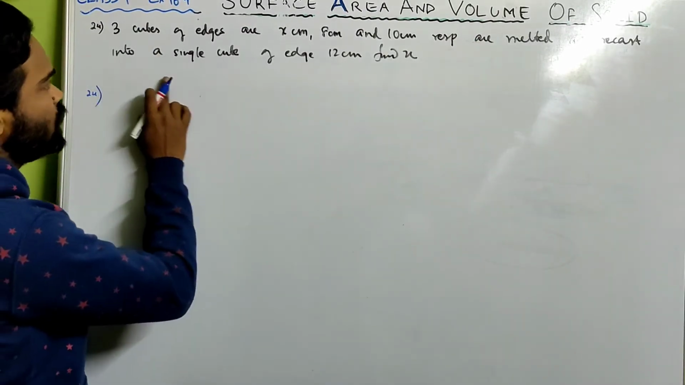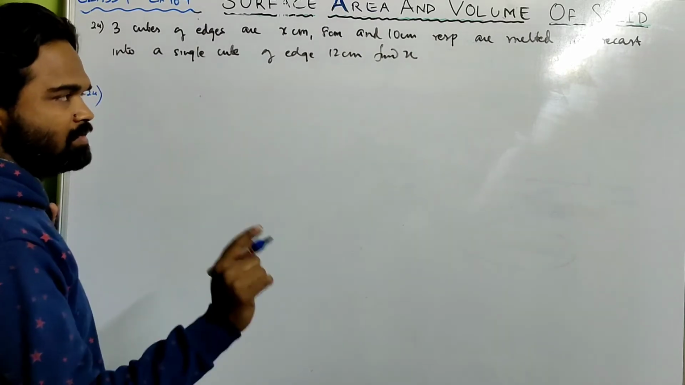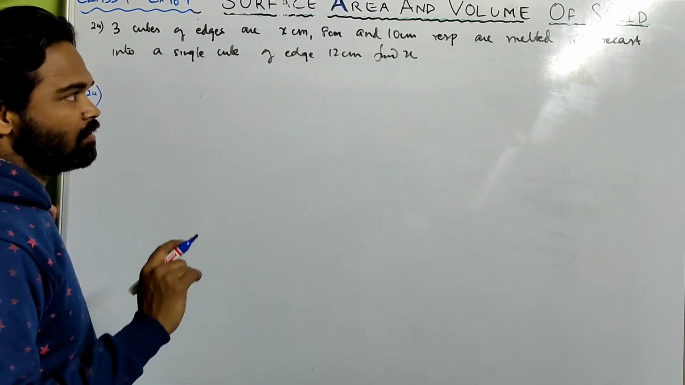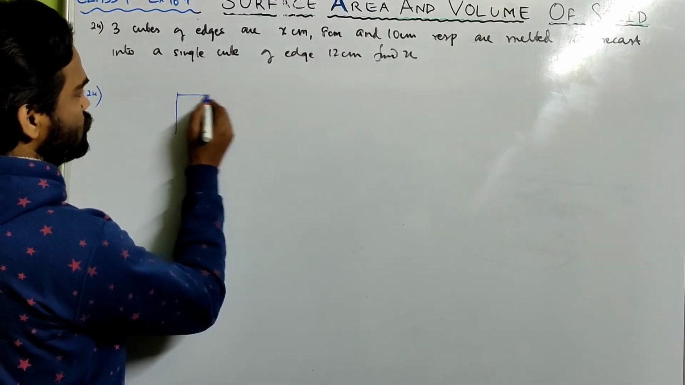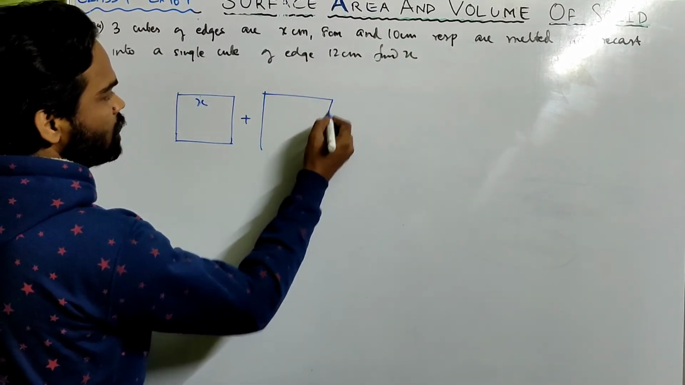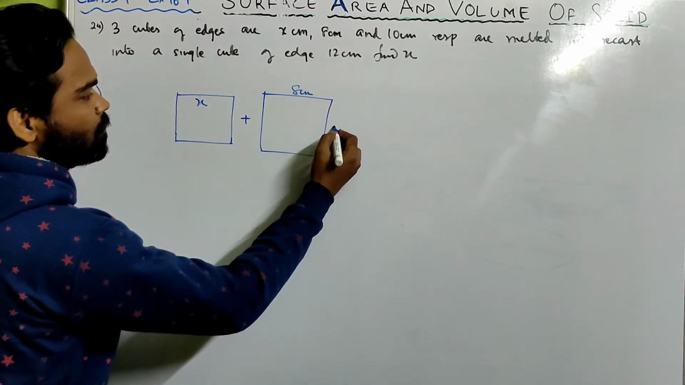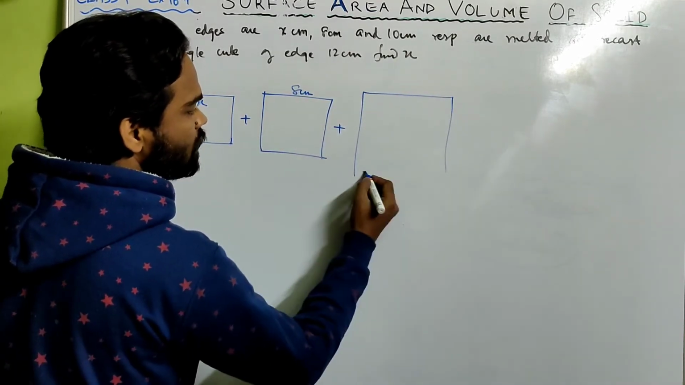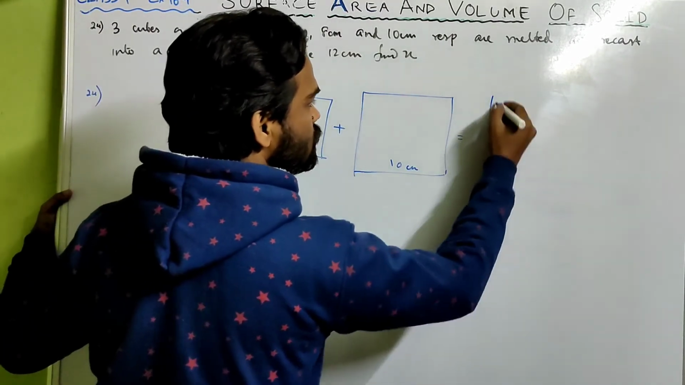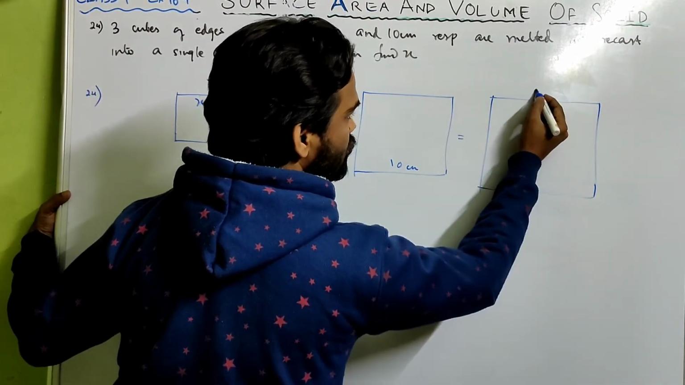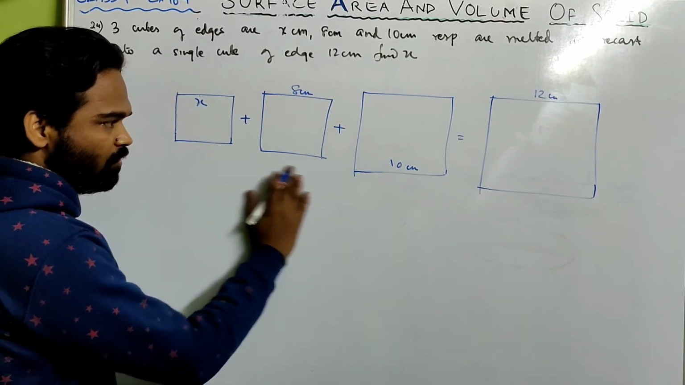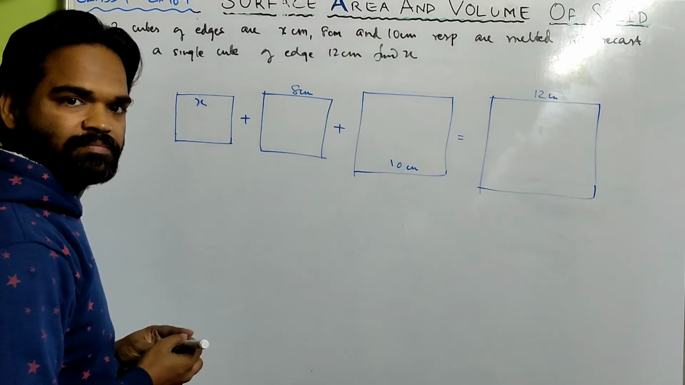24. Very easy. 3 cubes of edge x centimeter, 8 centimeter and 10 centimeter respectively are melted and recast into a single cube of edge 12 centimeter. Find x, which means we have 3 cubes of side x centimeter, then 8 centimeter, then 10 centimeter, isn't it? What you did, you melted all 3 and you got a larger cube. I'm drawing one face of the cube, okay? Of 12 centimeter. Then find x. Very easy. The volume of these 3 added will give you the volume of this, isn't it?